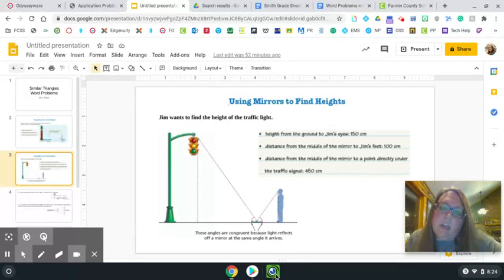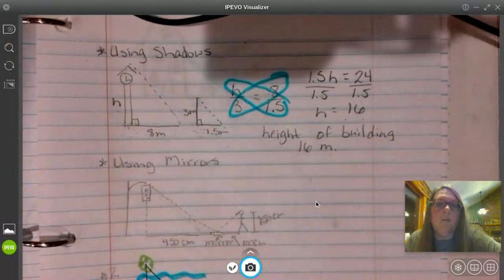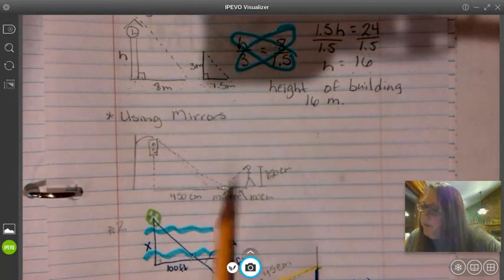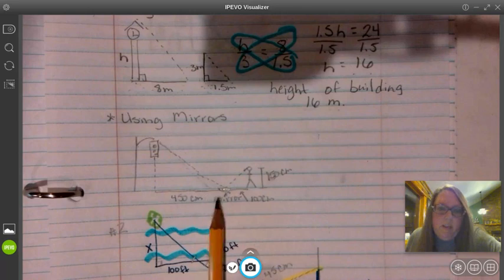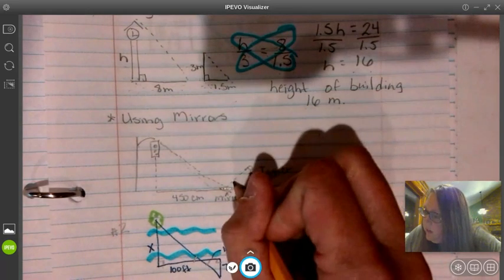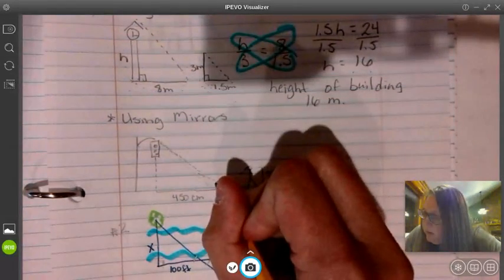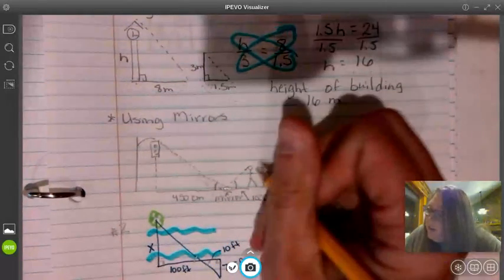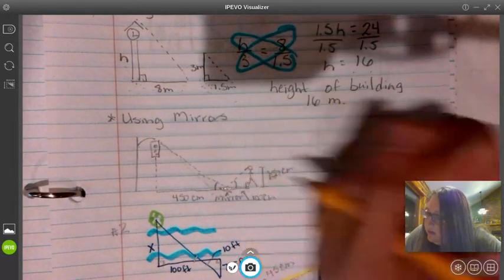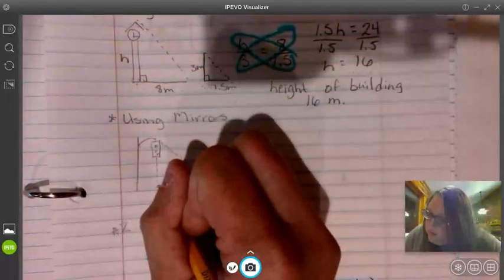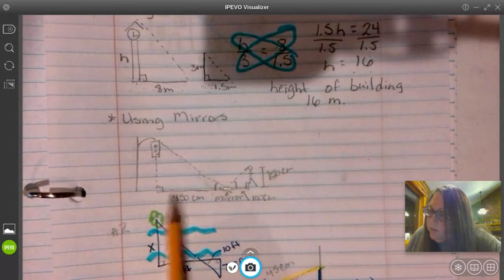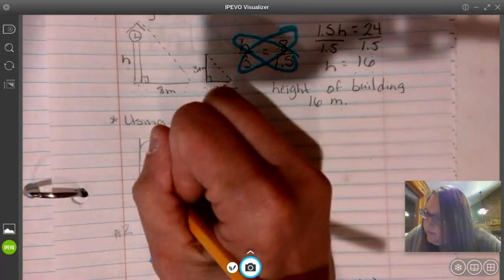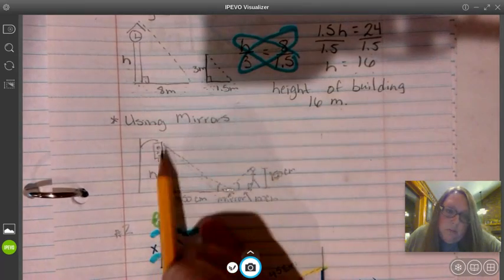All right, so we're going to come back over here to our problem. And we can see, using our mirror problem here, so you can see I've labeled it, we have similar triangles here. We know that when it bounces off the mirror, it creates similar angles. All right, and we know that Jim has a 90-degree angle to the ground, and we have one there as well. So by angle, we know that these would be similar triangles. All right, so we're looking for this height up to the traffic light.